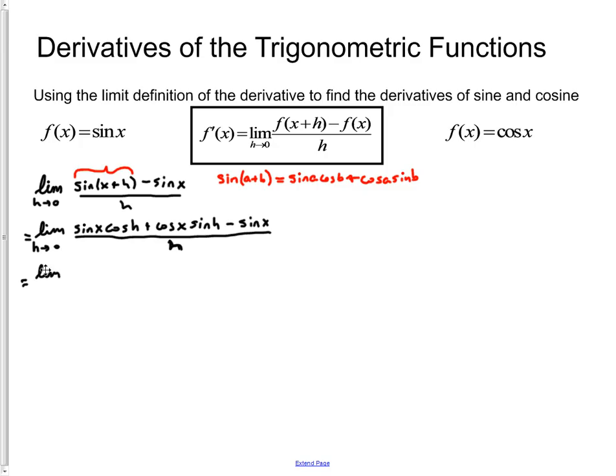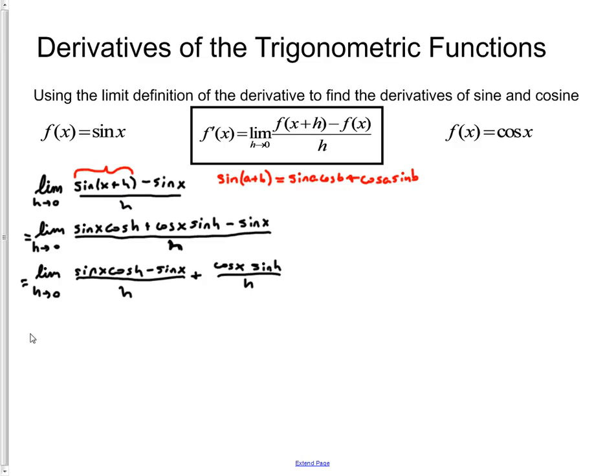So I'm going to gather the limit as h approaches 0. And I'm going to make one term that looks like this. Sine of x times the cosine of h minus the sine of x. And I'm going to put that over h. Then I'm going to add to that the cosine of x times the sine of h divided by h.